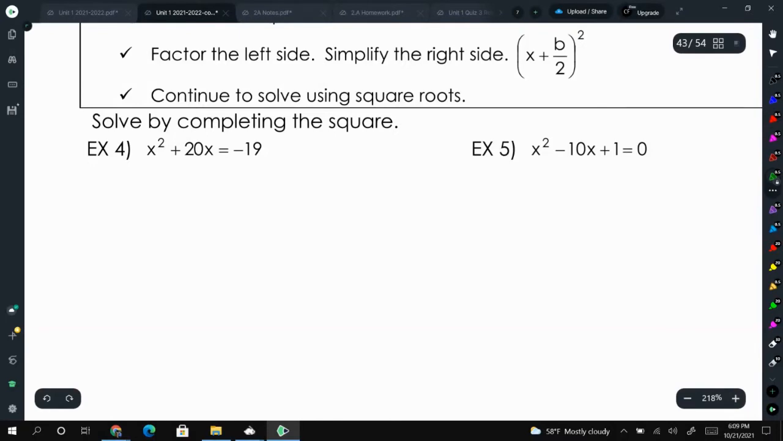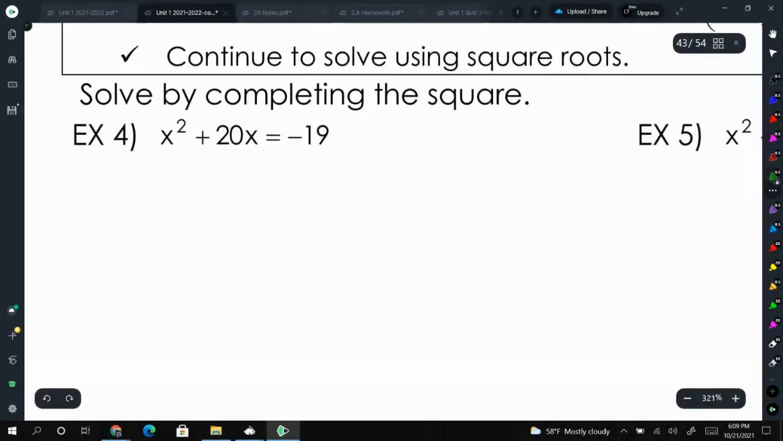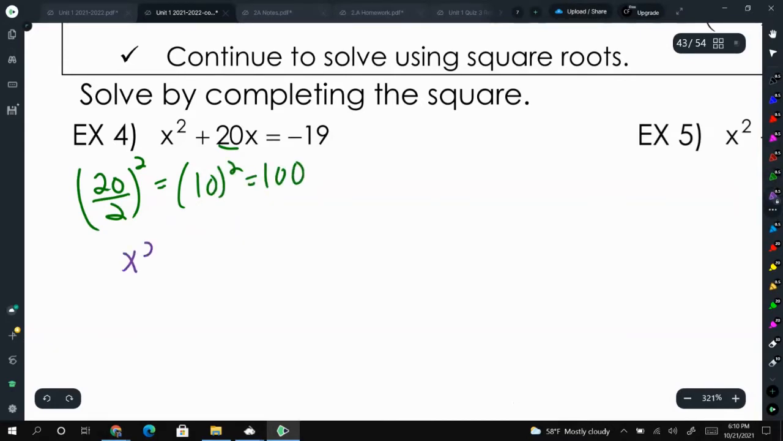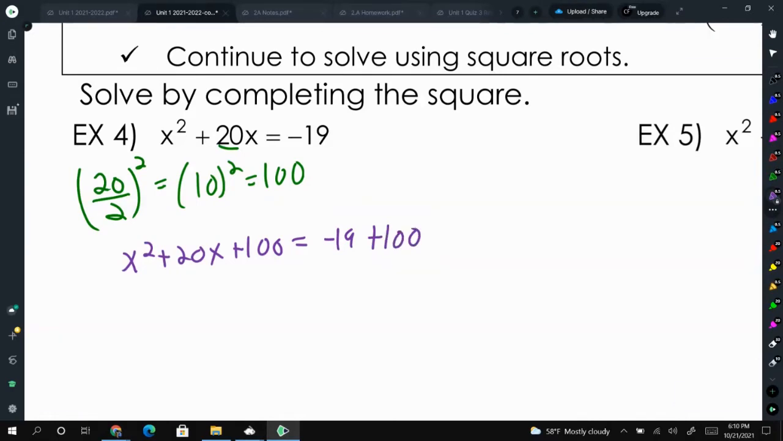Then what we're going to do is take our b value, which is 20. We're going to do 20 divided by 2 squared, which is equal to 10 squared, or 100. We're going to take that 100 and add this to both sides. And we can do that because we're just adding the same thing to both sides. It's not going to cancel anything off.